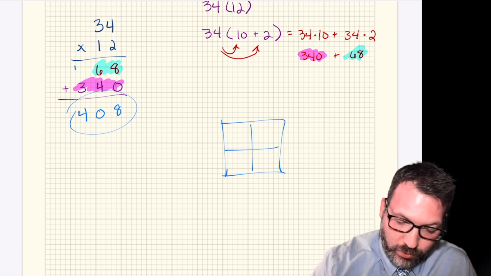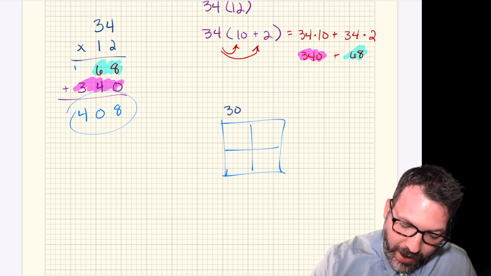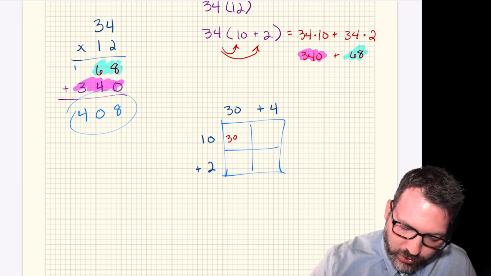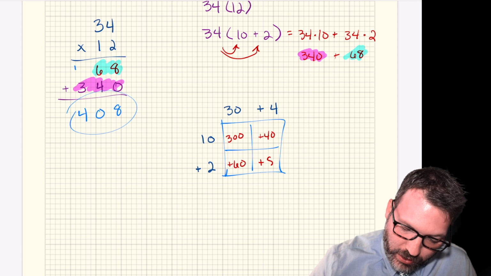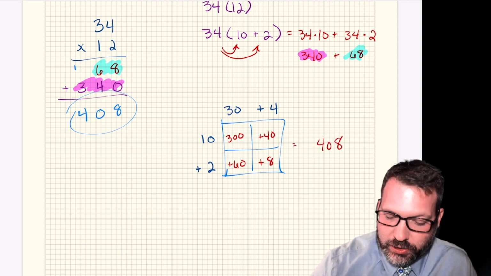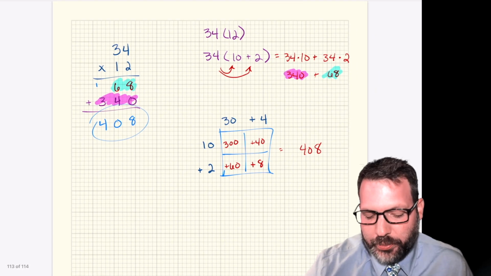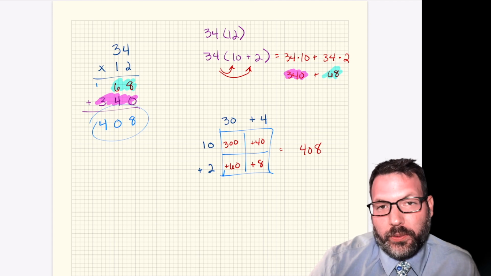And of course then what we wanted to do was push that further and say, why don't we do double distribution? Why don't we take the 34 and also split that into 30 and 4? The 12 again will be 10 and 2. And so we can see these various products, 300 plus 40 plus 60 plus 8. And as we add all that together, again, we're going to get a total product of 408. So several different ways to represent this. Utilizing the distributive property helps us think through what's going on here.